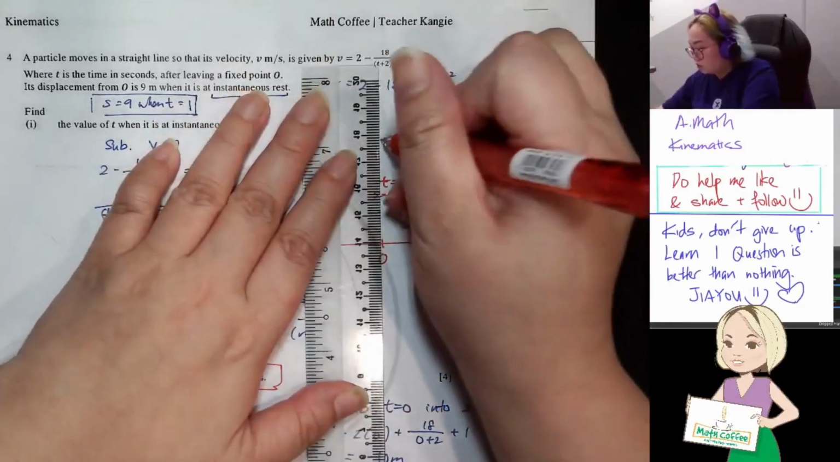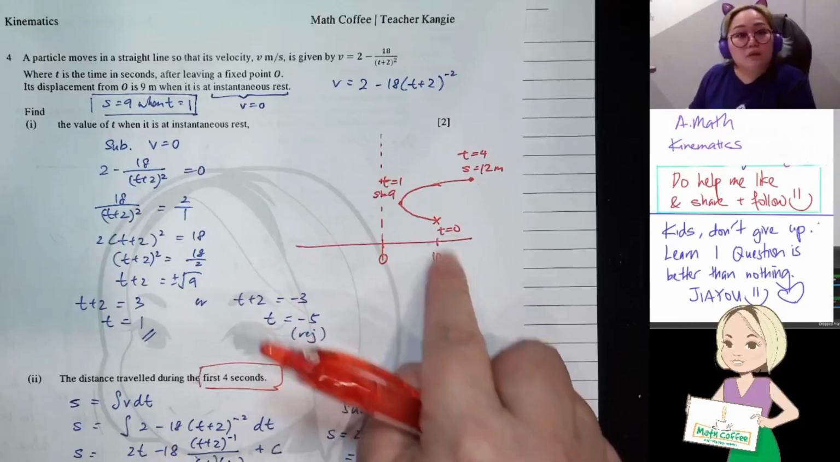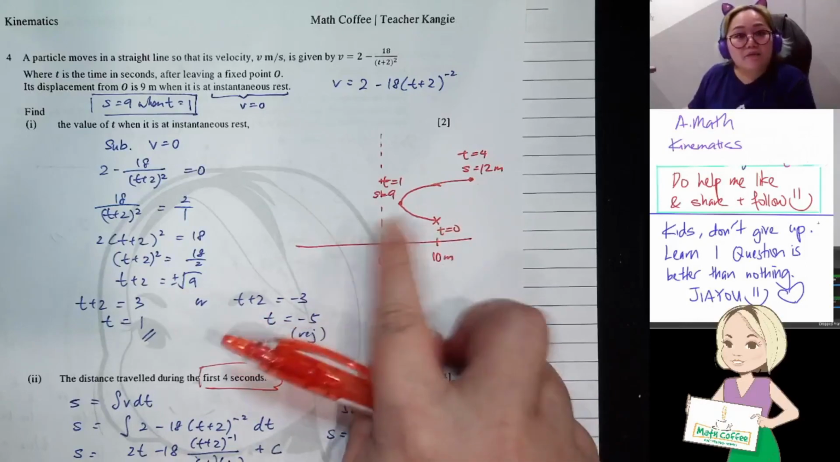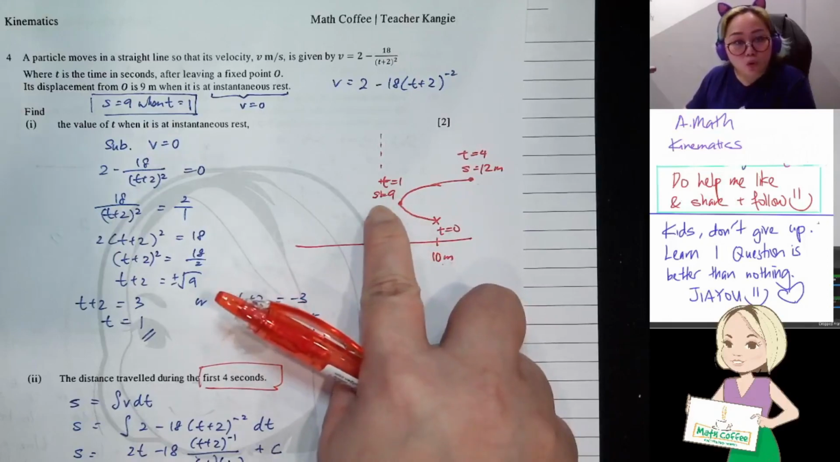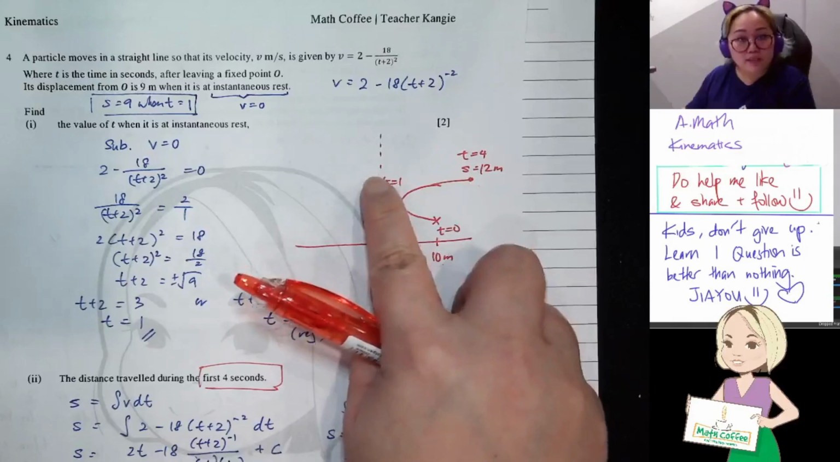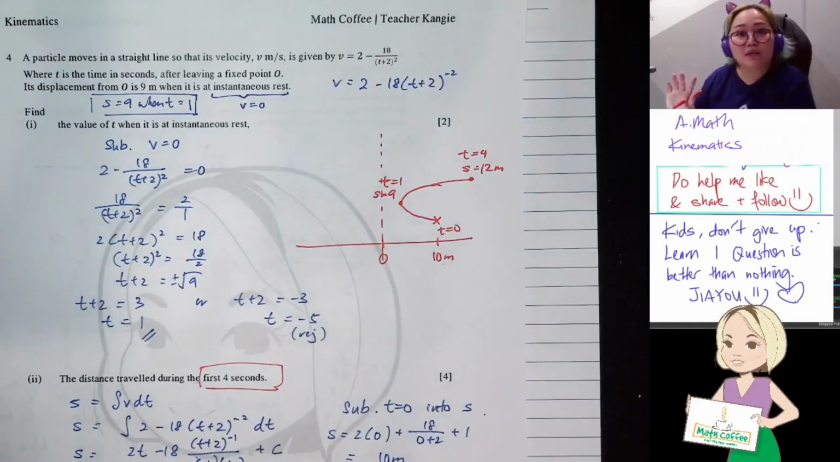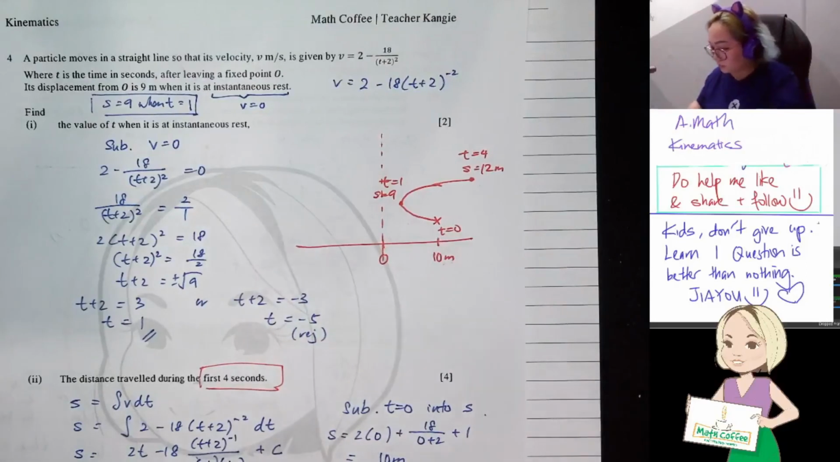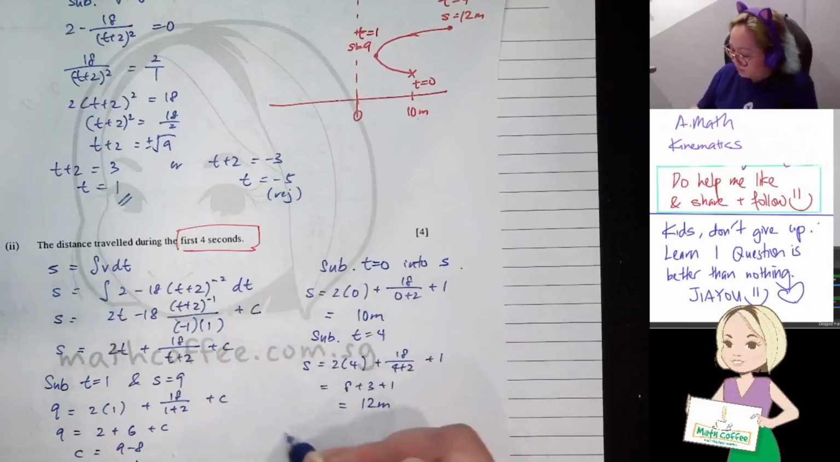So you need to know that the S is 10 from the O. The S is 9 from the O. The S is 12 from the O. Understand? This is your reference point. Okay, so now we are ready to calculate the distance travelled. So my total distance travelled.